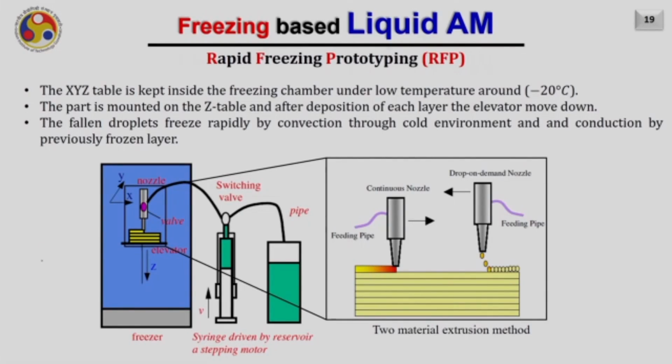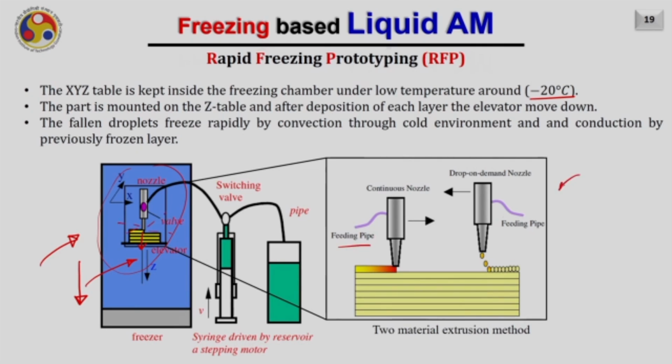So based on this principle, the system looks like this. The entire XYZ table is kept inside the freezing chamber under a very low temperature, up to -20 degrees centigrade. The part is mounted on the Z axis like you see here. After deposition of each layer, the elevator moves down by the desired layer thickness. As I have mentioned, the fallen droplets freeze immediately by convection through the cold environment and conduction by the previously frozen layer. So conduction happens in this direction and convection all over in the freezer.